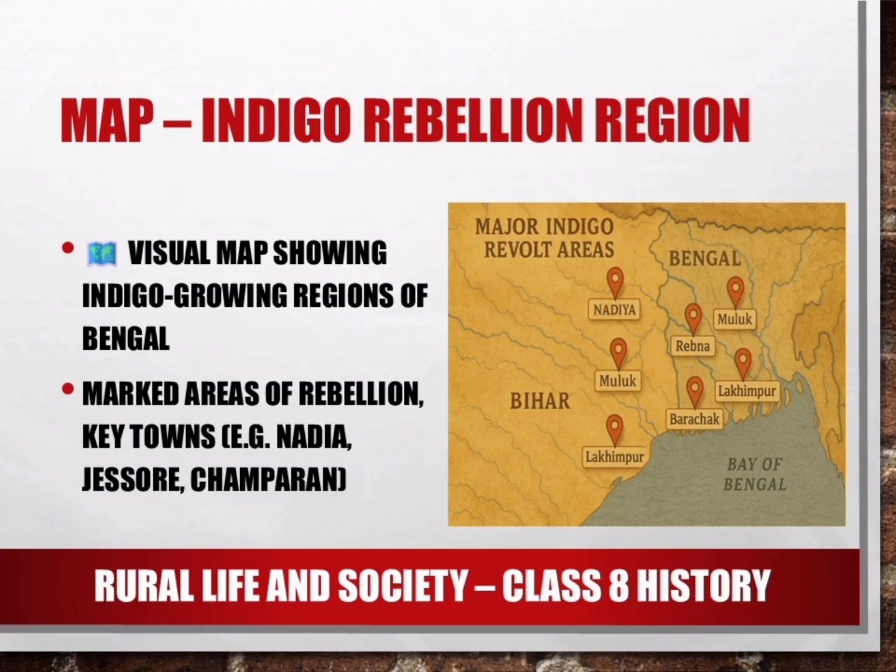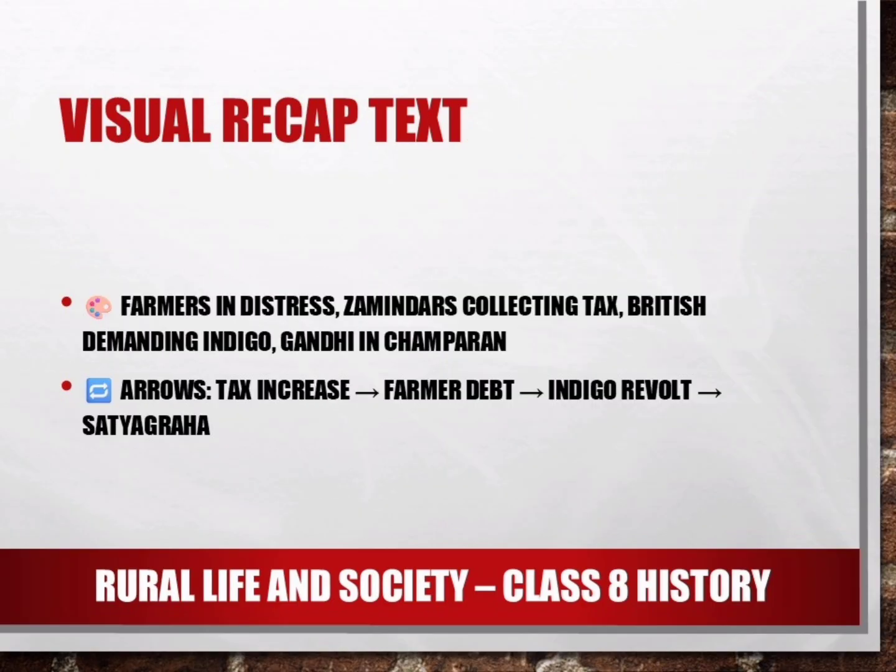Here is the map of the region, Bengal and Bihar, where the Indigo rebellions had a stronger impact, like Nadia, Jessore, and Champaran. These maps show where the fire of revolt first ignited. So now let's summarize everything. The British exploited farmers for taxes and forced them to grow indigo. A revolt broke out against it, and Gandhi later led the Champaran Satyagraha. These chapters show how a village labor protest turned into a national movement.